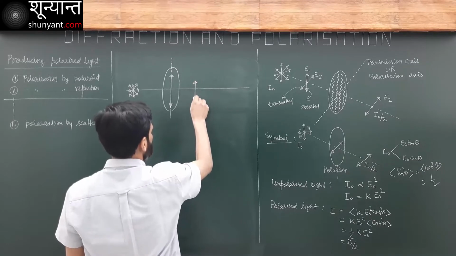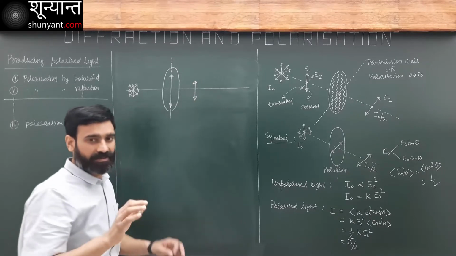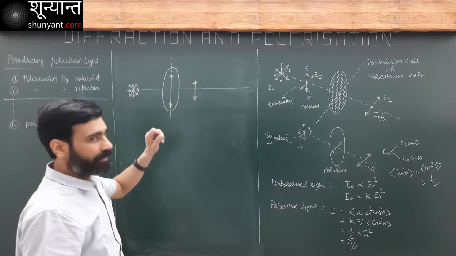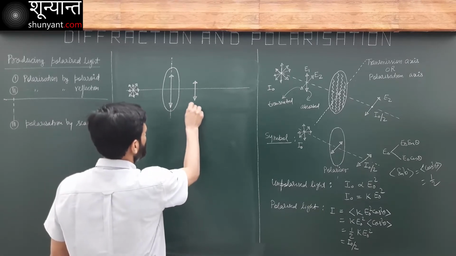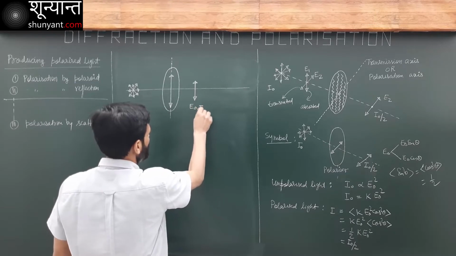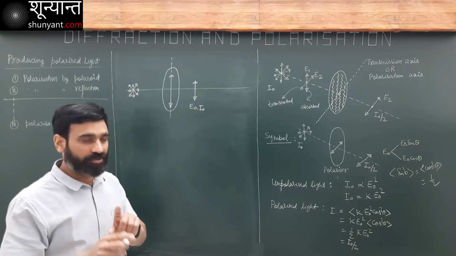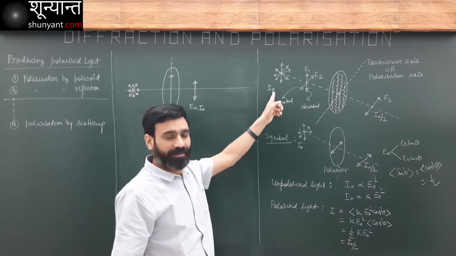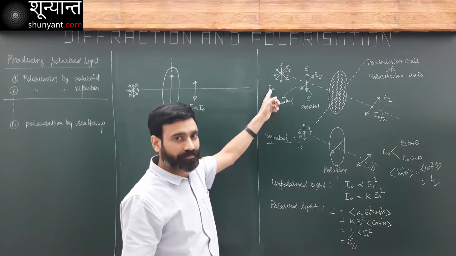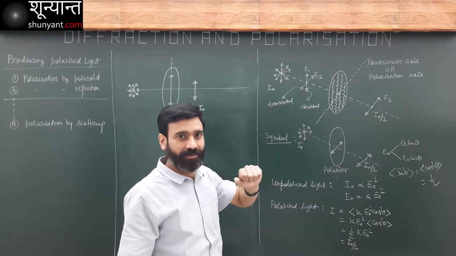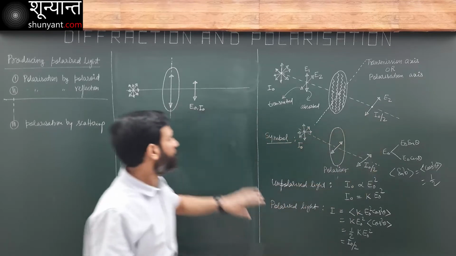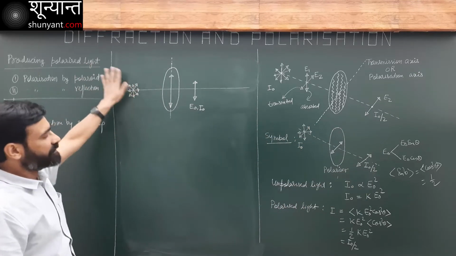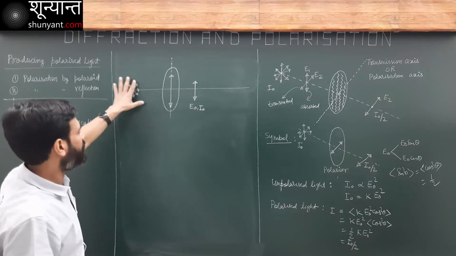I get some light. Let's say that the amplitude of the electric field here is E naught and the intensity is I naught. Do not be confused here. Here I am saying I naught, the intensity of unpolarized light. Now the light is already polarized, so this is going to have a certain intensity. I don't bother what it will be. By the way, it will be double of this.